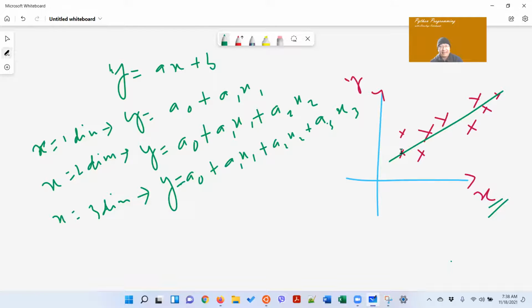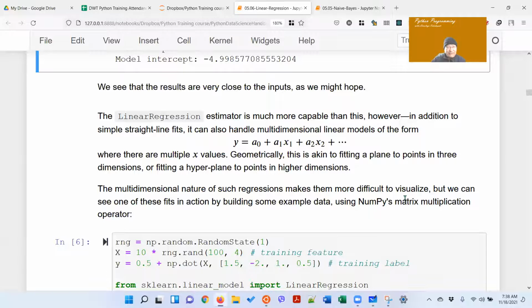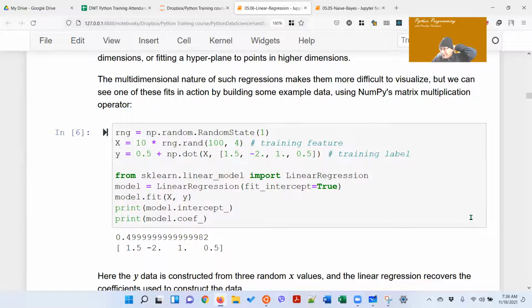Yes sir, yeah, okay, very good. All right, so the multidimensional nature of such regressions makes them more difficult to visualize.